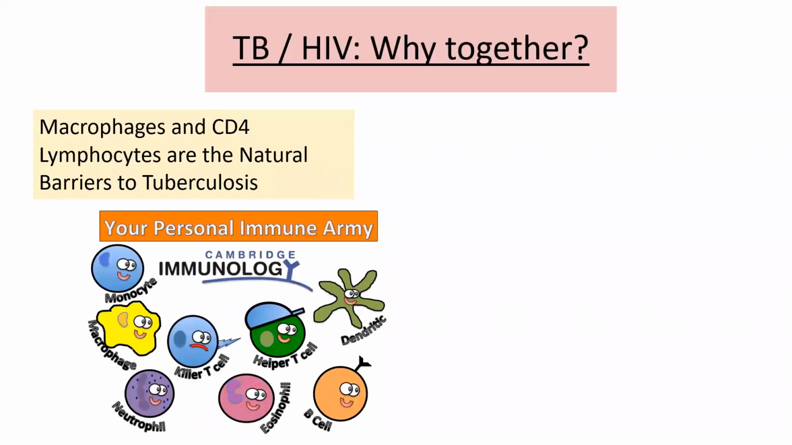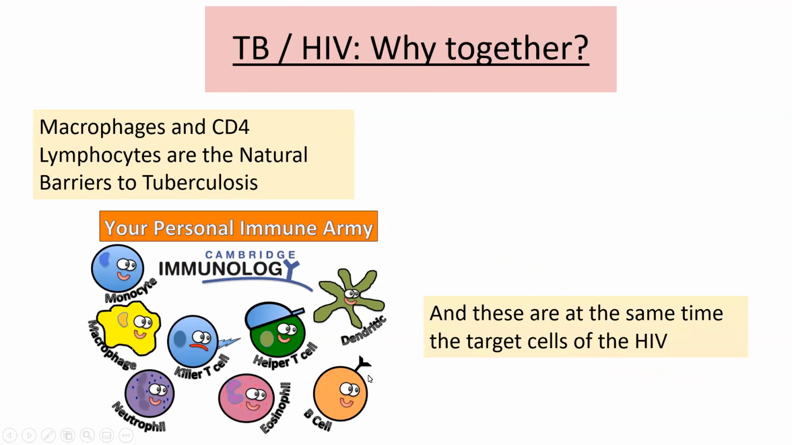Now, why TB and HIV together? On my slide here on your left, you could see we have macrophages and CD4 lymphocytes that are naturally barriers to tuberculosis. These are some of the components of your immune system that help you fight TB. Your immune system would have to be very, very low, meaning your killer cells, helper cells, dendritic cells, eosinophils, B cells, neutrophils, for the TB to get into your system. When your monocytes, macrophages and killer cells are strong enough, they can be a barrier for TB.